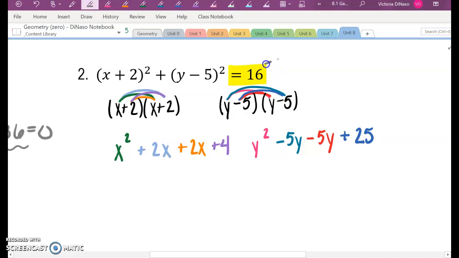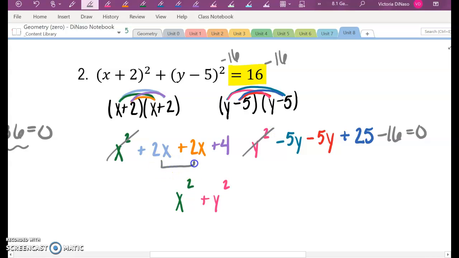So what we're going to do is subtract 16 from both sides so that the whole thing is set equal to 0. And then you're going to have to put everything in order. Oops, I forgot the minus 16. So we've got x squared going first, and then plus y squared next.